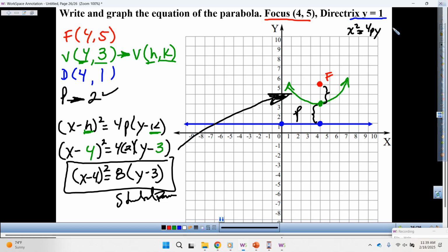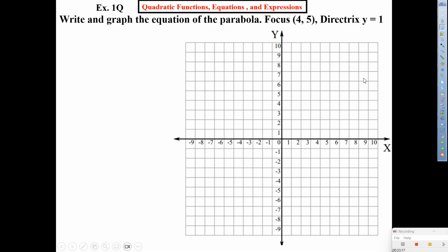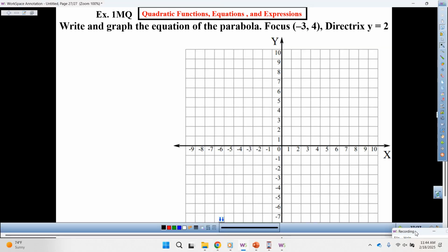Let's do another one. You should be able to do this next one by yourself. Example 1. Once again, don't copy the verbiage, just copy the focus: negative 3, 4, directrix, y equals 2. See if you can do the whole thing by yourself. Find me the standard form equation and graph the parabola. Go. I'll give you guys some time.